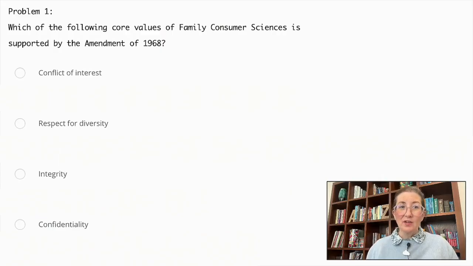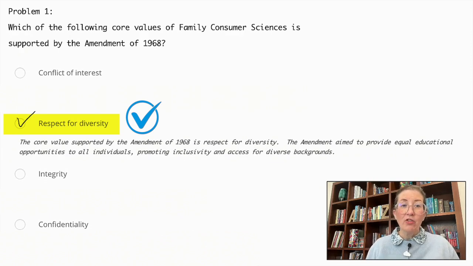Problem number 1. Which of the following core values of family consumer sciences is supported by the Amendment of 1968? Conflict of interest, respect for diversity, integrity, or confidentiality? The correct answer here is respect for diversity. The core value of family consumer sciences supported by the Amendment of 1968 is respect for diversity.